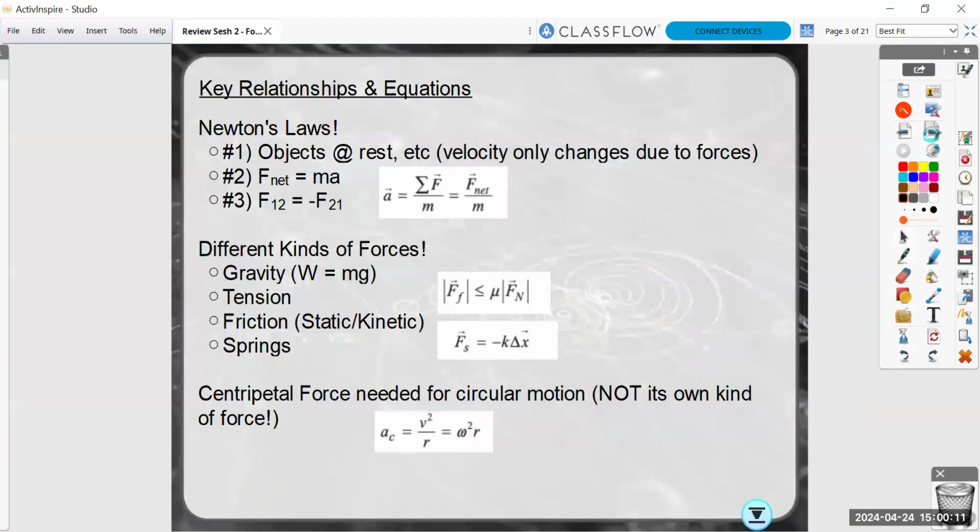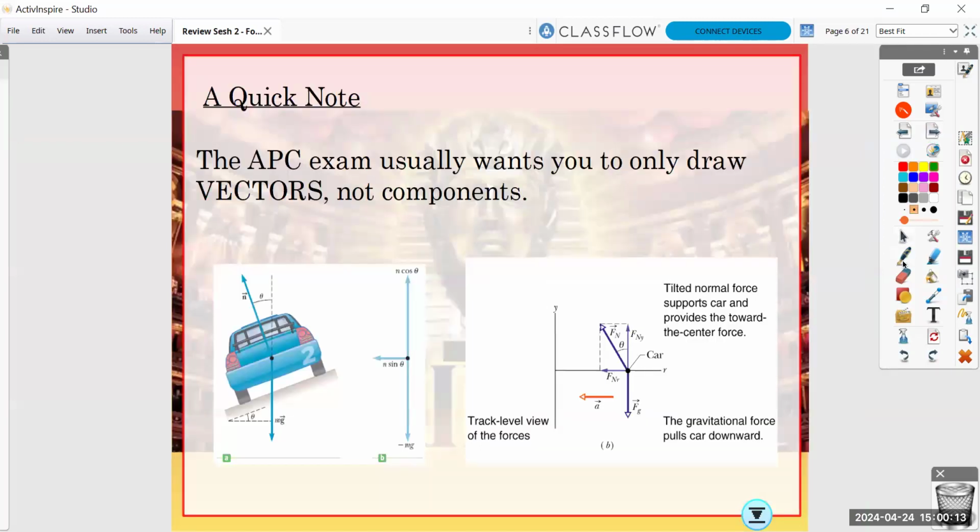Where were we? Right, so 99.9% of the time, they want you to draw just the vector. So if you've got this car on a ramp, they're gonna want you to draw gravity, they're gonna want you to draw a normal force. Maybe they're gonna want you to draw some kind of static friction force or whatever. They don't want you to break it into components. They want the whole vectors.